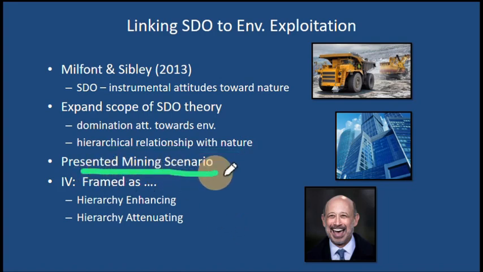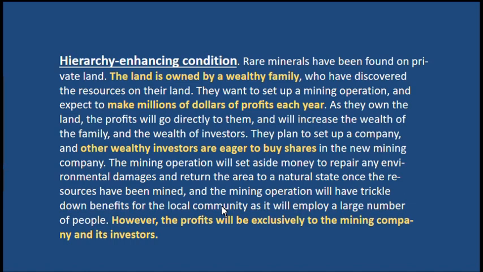So we'll look at this, but they present folks with this scenario about a potential mining operation, but they craftily manipulate it as either benefiting rich people or benefiting the wider public. And then they looked at how people responded to that in terms of whether or not they would support that proposed project. Okay, so in the hierarchy enhancing condition, they say rare minerals have been found on private land. The land is owned by a wealthy family. And they talk about it going to make millions of dollars in profits, and only wealthy investors, other wealthy investors, are able to buy into this. And then the key thing: profits would be exclusive to the mining company and its investors.